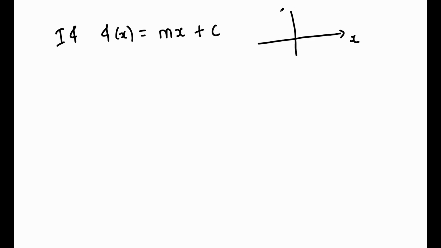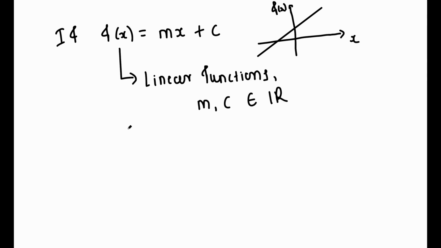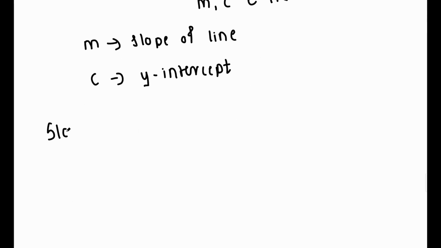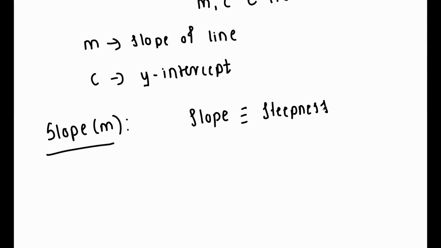The functions of the form f of x equals mx plus c are called linear functions, where m and c are numbers. m is called the slope of the line and c is called the y-intercept. Let's just focus on the slope. The slope tells us how steep the line is with respect to the positive x-axis.